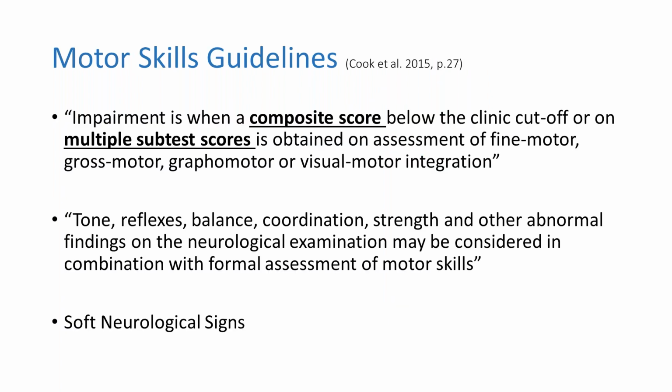So if we shift gears to motor skills, based on the guidelines, an impairment is when there's a composite score below the clinical cutoff or multiple subtest scores in the assessment of fine motor skills, gross motor, graphomotor, or visual motor integration. And then tone, reflexes, balance, coordination, strength, and other abnormal findings can be considered along with that formal assessment. And soft neurological signs is kind of in that second bullet, but I put it as a third just because it's something that we frequently see in kids with prenatal alcohol exposure.